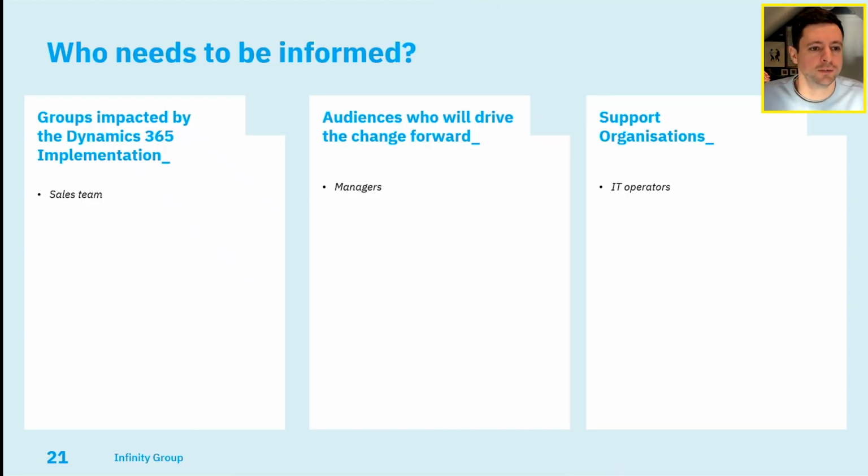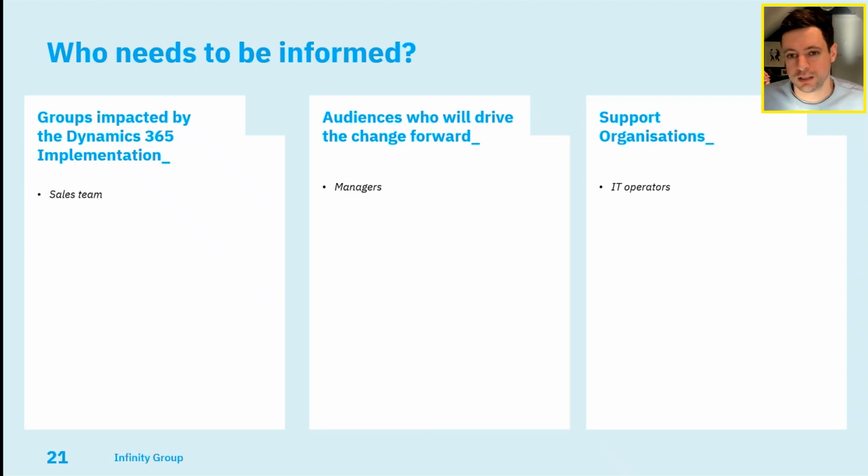So first up, who needs to know? Who's going to be directly impacted by this project? If we're putting a CRM system in, very likely it's the sales team. But depending on what the implementation is, there could be a wider group there as well. And we need to think about people that are going to be indirectly affected by this project as well.